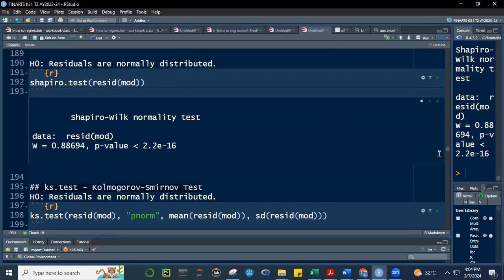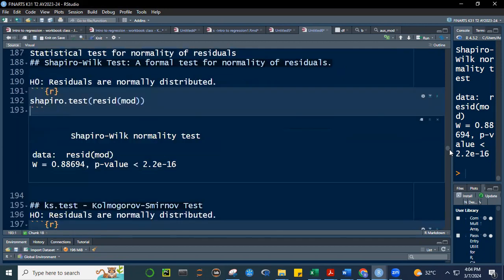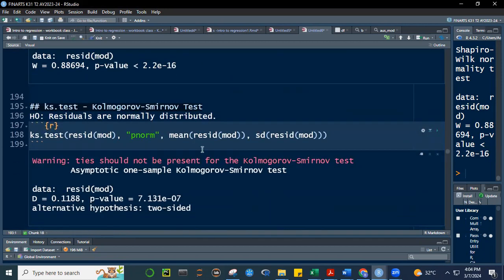So p-value is very low. Again, the null hypothesis is that normally distributed yung residuals. So reject din natin to, no? Okay, hindi normally distributed yung residuals natin. Also this one, class.